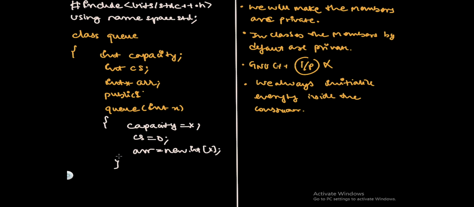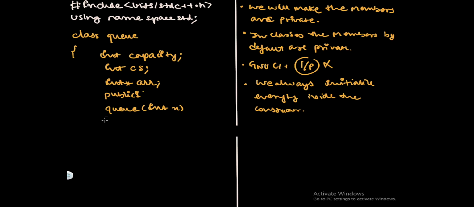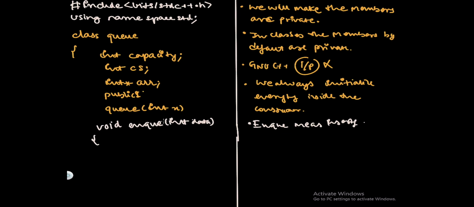Now let us proceed to the enqueue function. So let us try to implement the enqueue function. Okay, so here we have the enqueue function. What does this enqueue function state? void enqueue, and we would have our data, int data. Enqueue means pushing an item, enqueue means inserting an item.